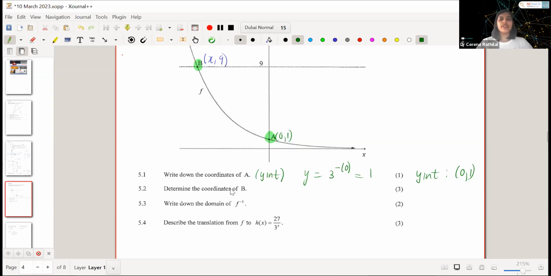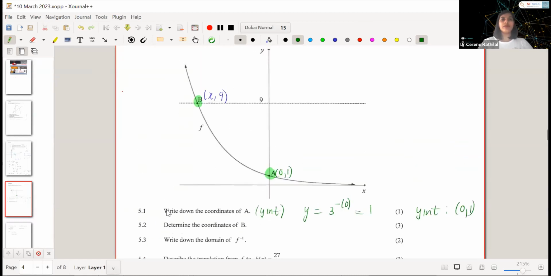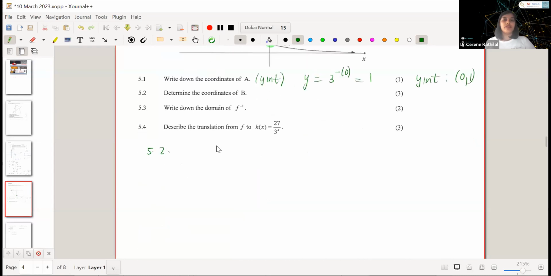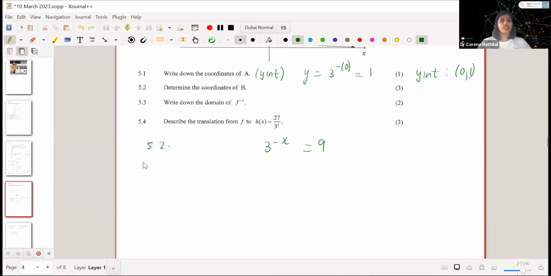The second question, 5.2, is determine the coordinates of B. What did I already say earlier? I did observe that clearly the y coordinate of B has to be 9, because it's given on the graph. So I've got f of x equals 3 to the minus x equals 9. This is what I now want to solve. I want to solve 3 raised to the minus x equals 9 for x. That's going to help me get the coordinate of B.